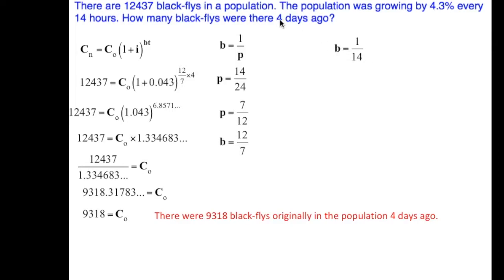I can convert my days into hours, which is a little bit easier, right? You just do 4 times 24. So that's your time, is going to be 96. bt is going to be 1/14 times 96, or 96 divided by 14, which gives us 6.8571, which is what we have here. We get the same answer no matter which way, whether we converted all our times into hours or converted all the time into days. Whichever one you find easier.